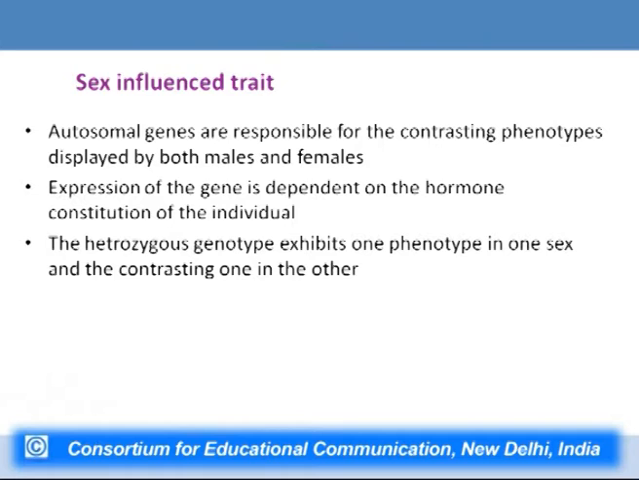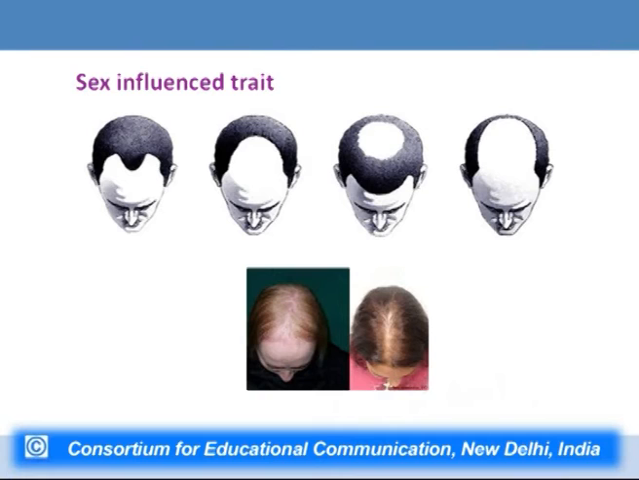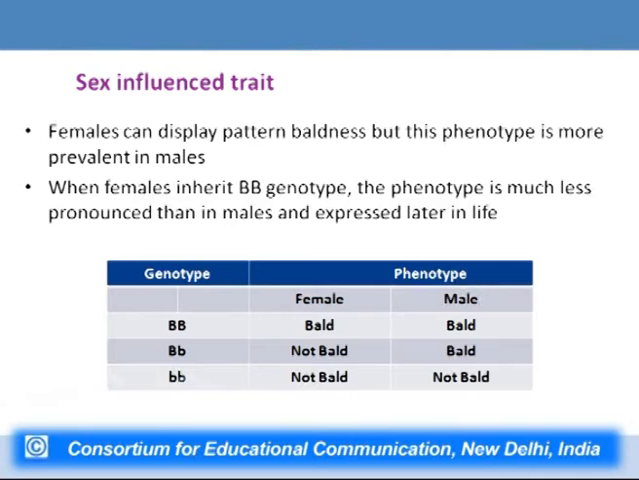The autosomal genes are responsible for the contrasting phenotypes, and it can be seen that females also suffer from pattern baldness. However, the same genotype might result in a different phenotype in males as well as females. Here we can see that only in the homozygous dominant condition of the B gene will a female be bald, but a male will be bald also in the case of the heterozygous condition. So females will express this particular phenotype in less severity and only if she is homozygous dominant.